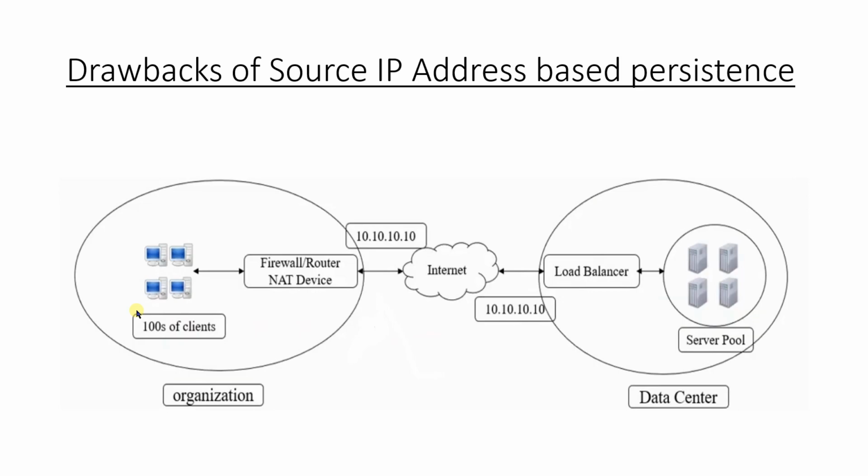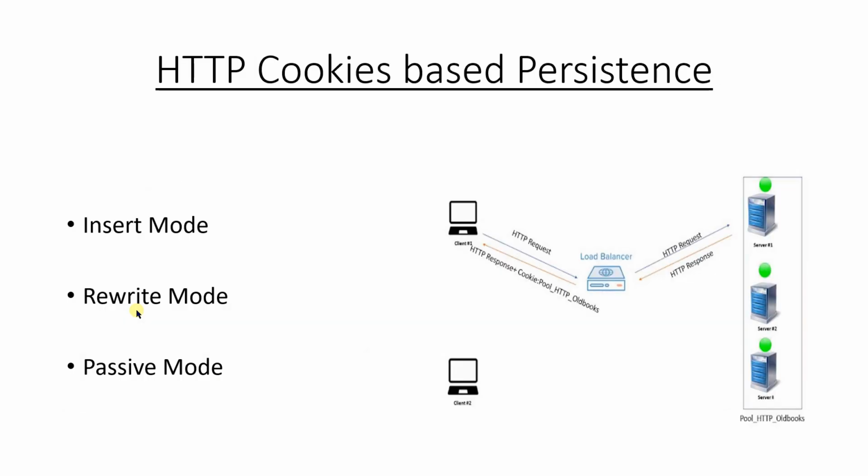Summarizing, we can say that tracking clients on a source IP basis is not the best option, because when a client is sitting behind a NAT device, for example, a firewall or a router, it uses PAT, or you can say overload NAT. So all of that organization's clients access the server pool using the same source IP address. So this time persistence using HTTP cookies turns out to be useful. Let's discuss HTTP cookie based persistence.